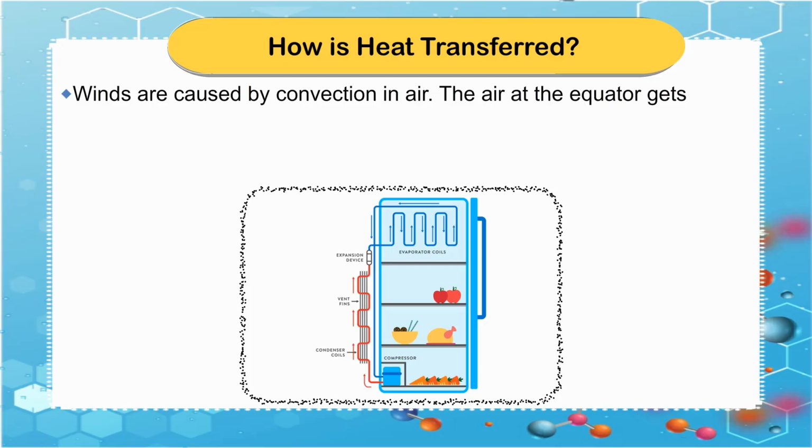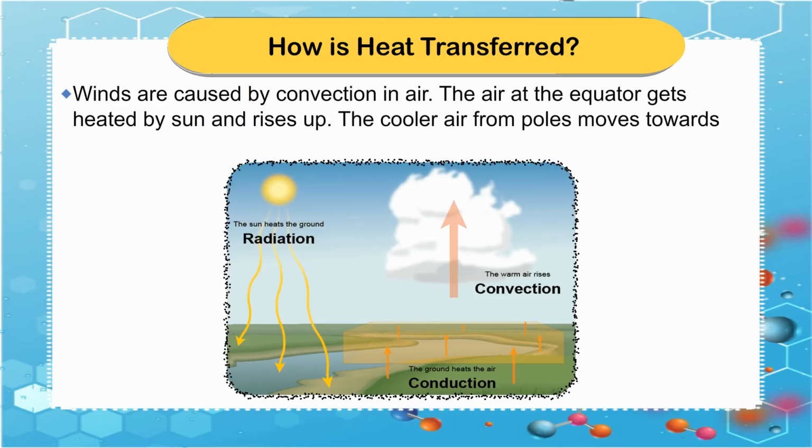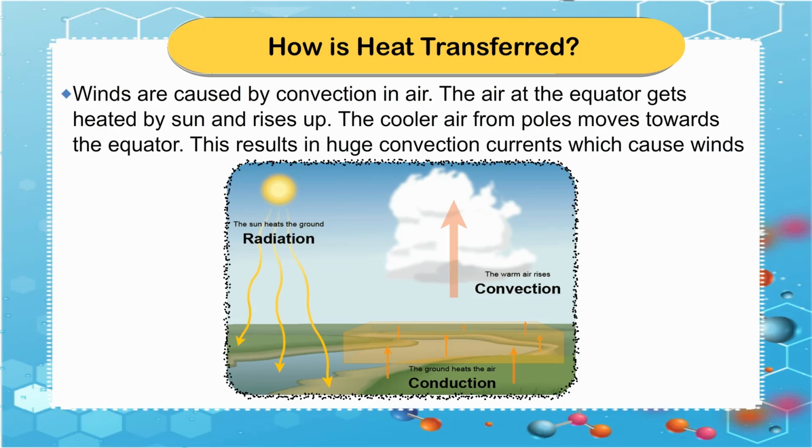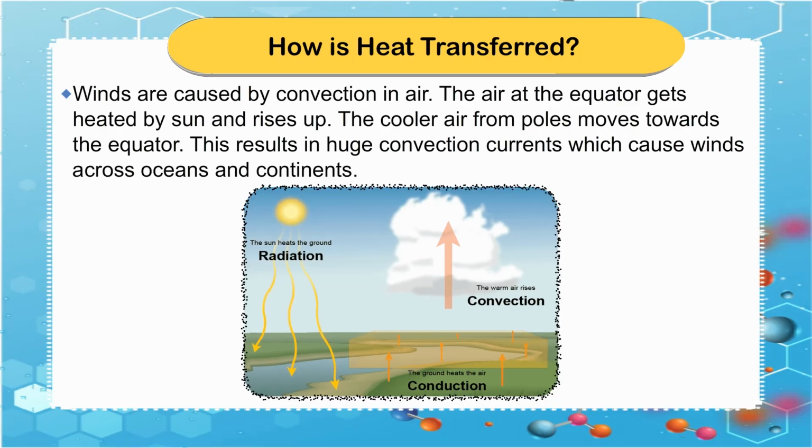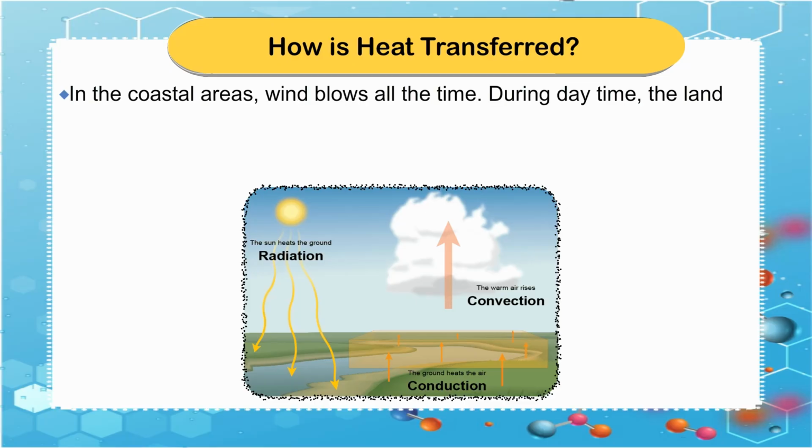The air at the equator gets heated by sun and rises up. The cooler air from poles moves towards the equator. This results in huge convection currents which cause winds across oceans and continents. In the coastal areas, wind blows all the time.